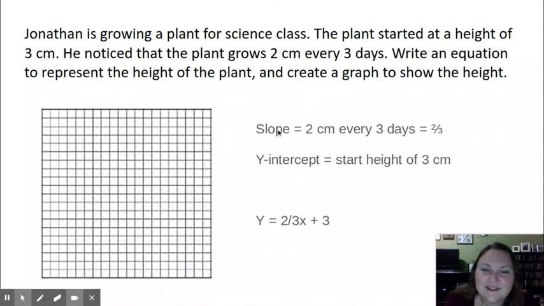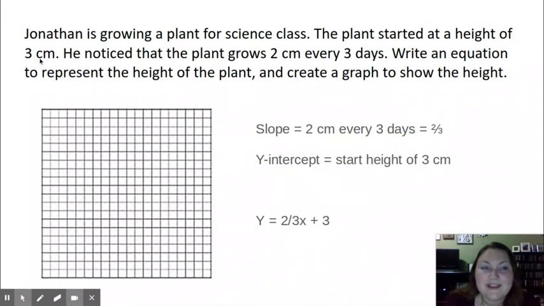That slope, similar to that last problem, is your rise over your run. In this case, it is rising or growing 2 centimeters every 3 days. That right there is already set up as a ratio or a fraction, so we can just go ahead and change that to 2/3, and that would be our slope in our equation.